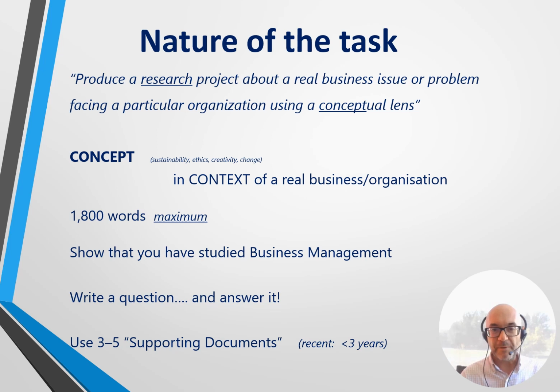The IB only expects you to use 3 to 5 documents called supporting documents to help you answer. Those supporting documents must be recent. They must have been published within the last 3 years, because the aim of this IA is to engage you with recent contemporary publications in business management, such as articles of business news or press releases from business organizations.